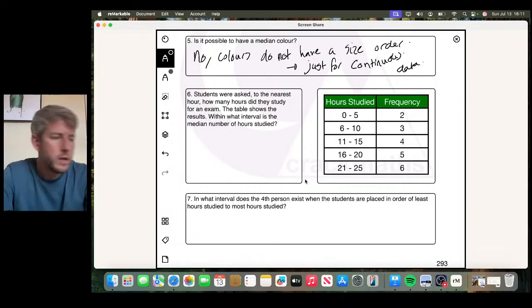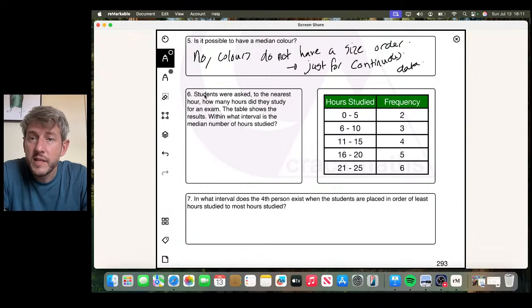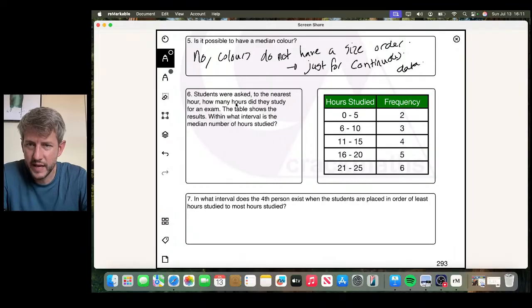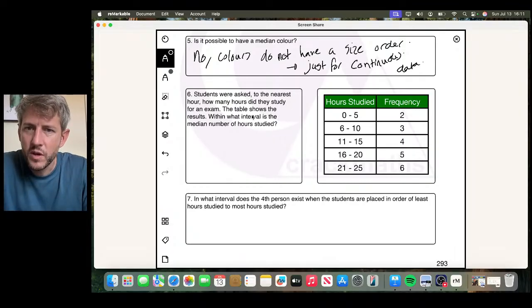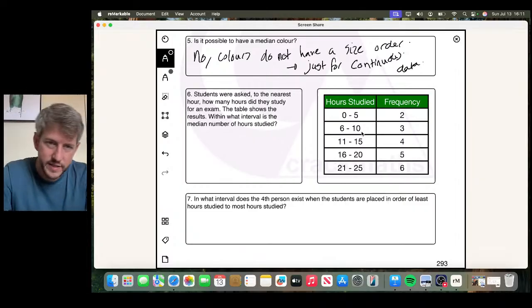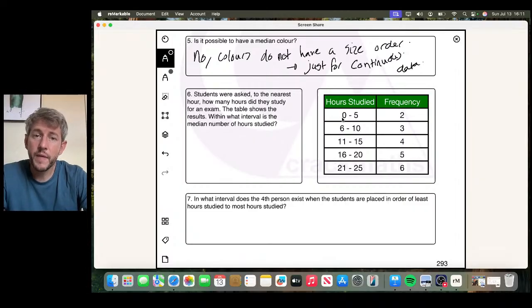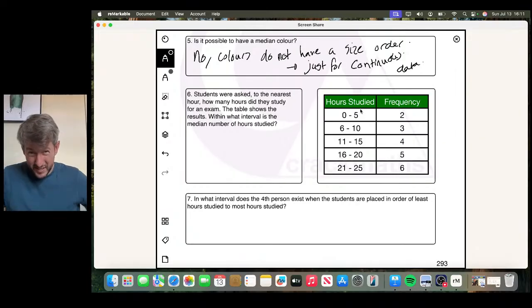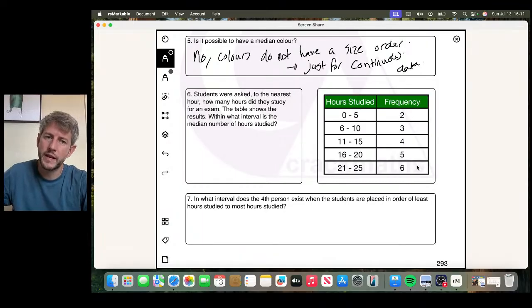Okay, right. 6 students were asked to the nearest hour how many hours did they study for an exam. The table shows the results. What interval is the median number of hours studied? Okay, so this time they are in order. If we put all of these students in a line, from the person that studied the least to the person that studied the most, they would be in this order. So what I need to do is find the middle person.